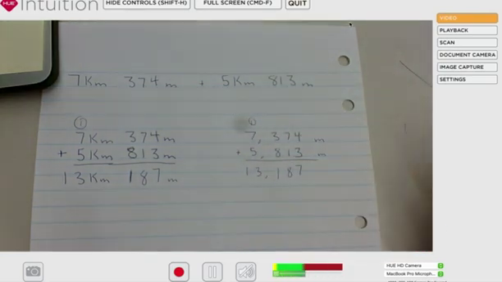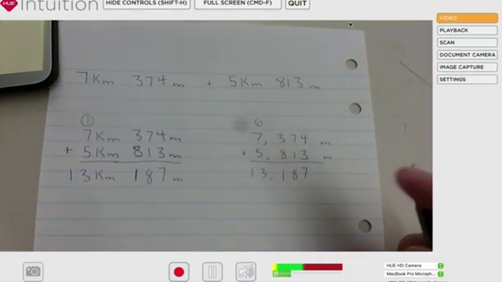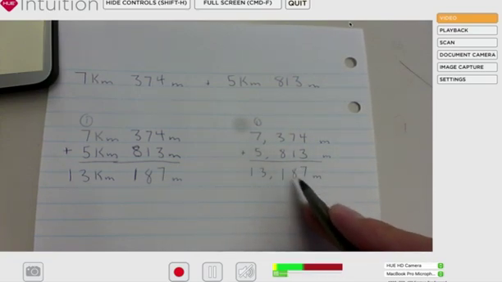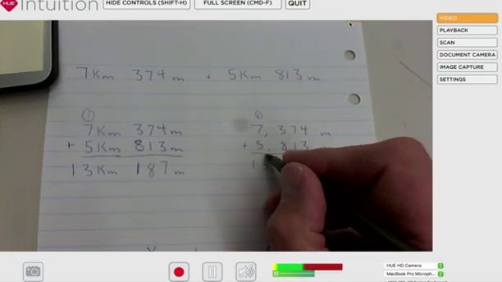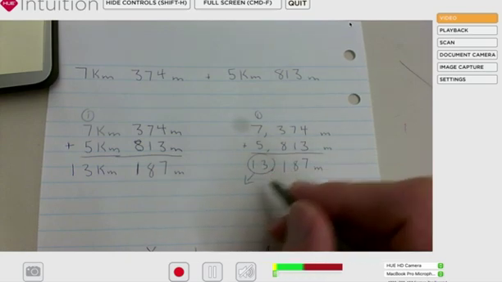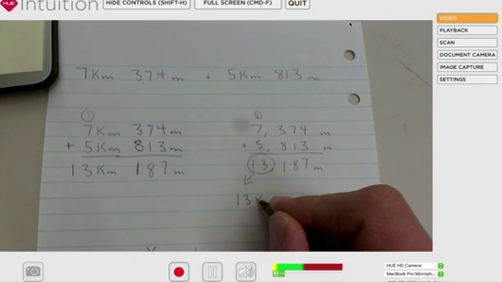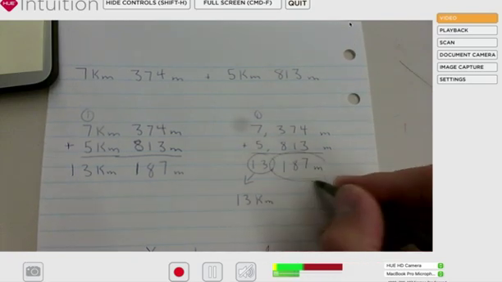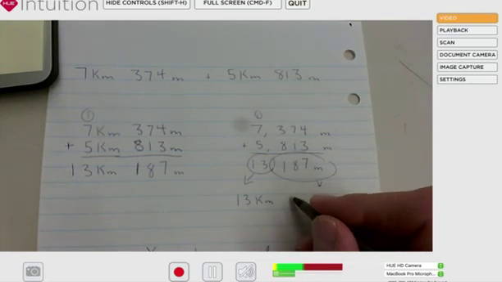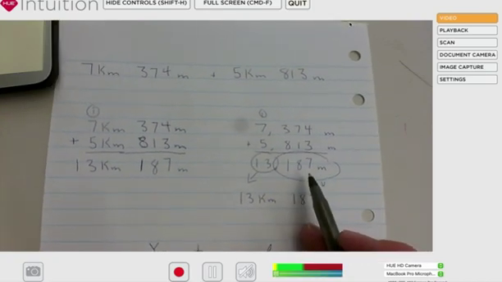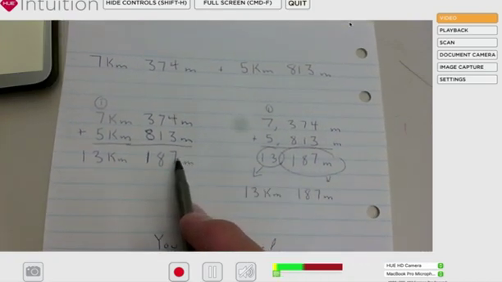The problem with this one is that this answer is not acceptable as a final answer because it's only in meters. So what you need to do is take the thousands and separate them on their own, and then take the leftover bits and put them separate. So you have to rewrite the answer. But some kids prefer this method, and some kids prefer that method.